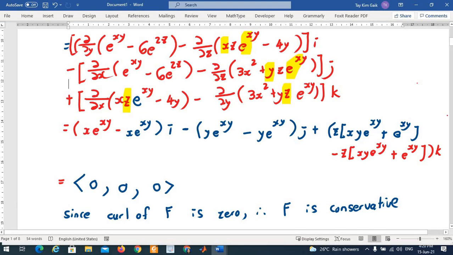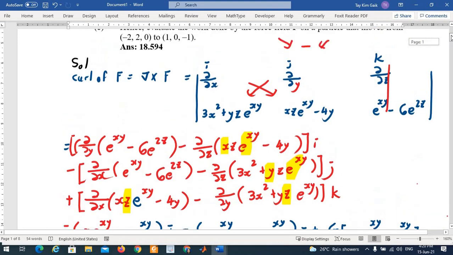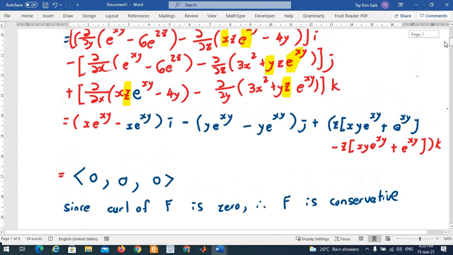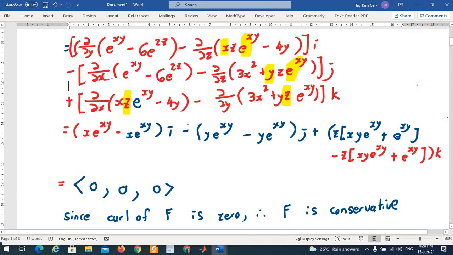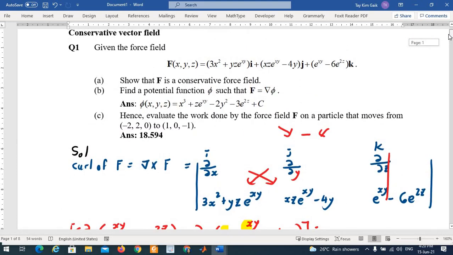So this is only part A. After you show F is conservative, because they ask you to show, you have to show the step. Here each component you get 0, so the vector is 0, and you have to make the conclusion because curl of F you get 0. Therefore, F is conservative. Then you complete question A.